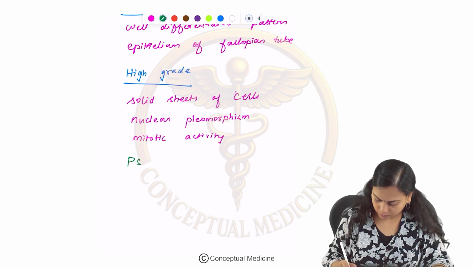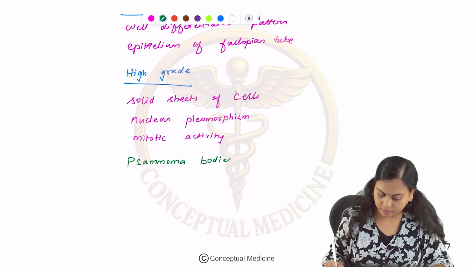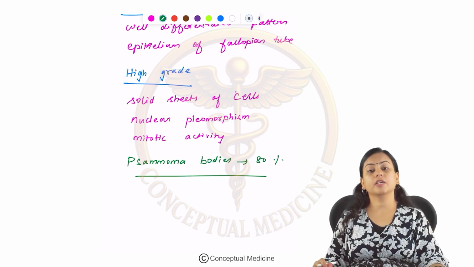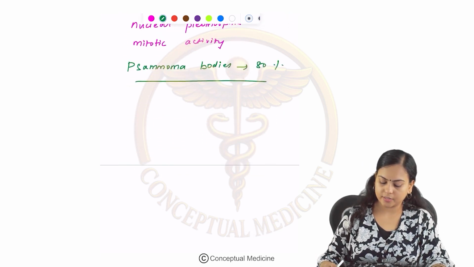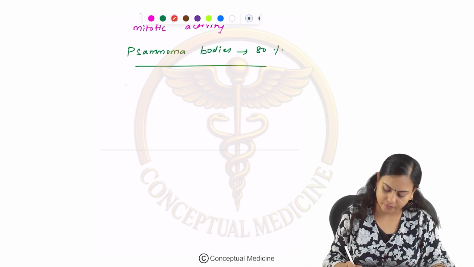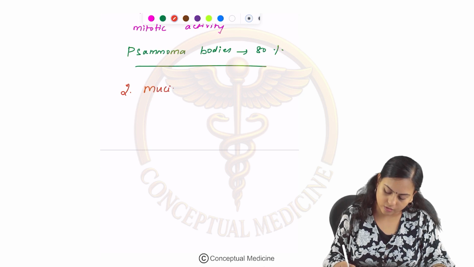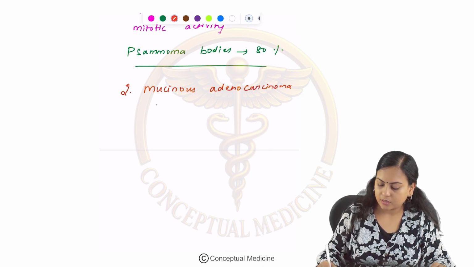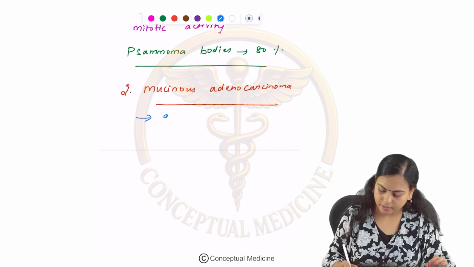Also, psammoma bodies are seen in 80% of the cases, and these are pathognomonic for serous carcinomas, right? Next type is mucinous carcinoma. So, mucinous carcinoma or mucinous adenocarcinoma, these are confined to the ovary in 95 to 98% of the cases.